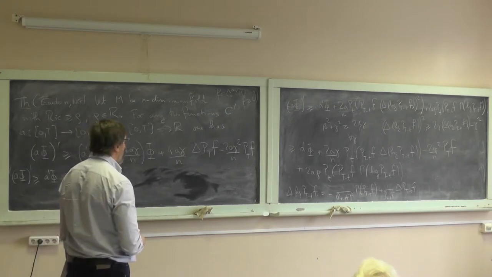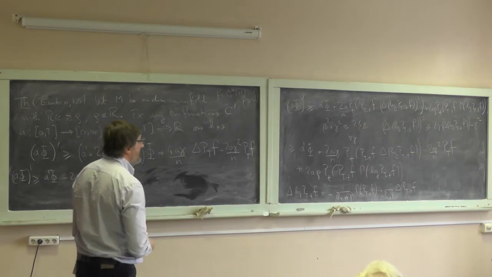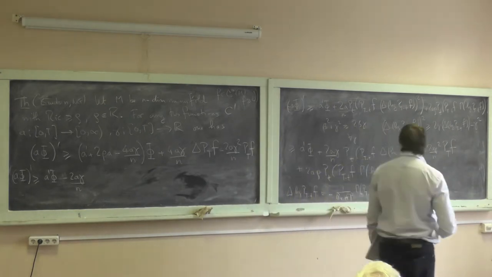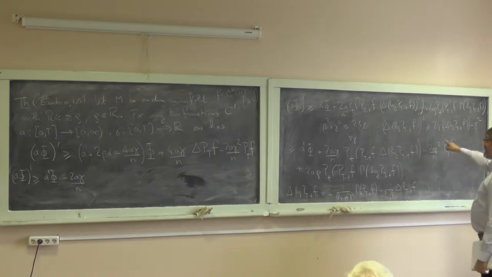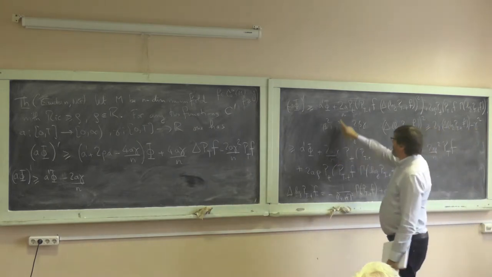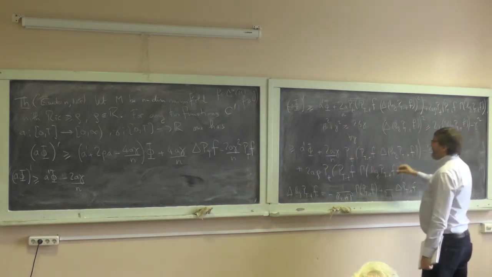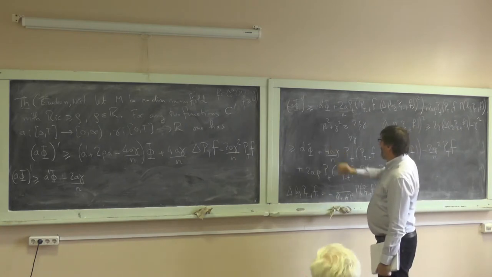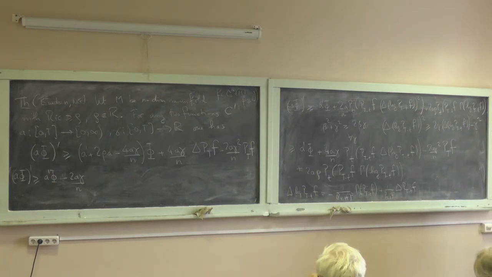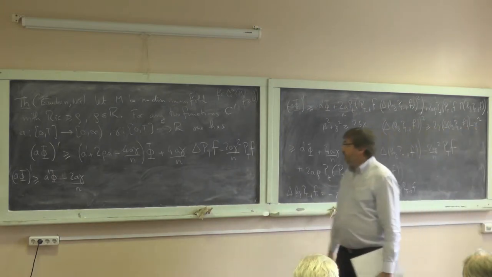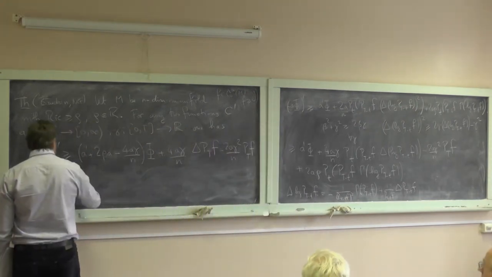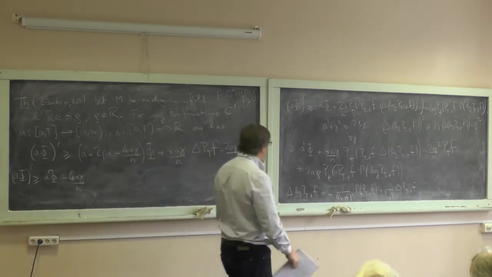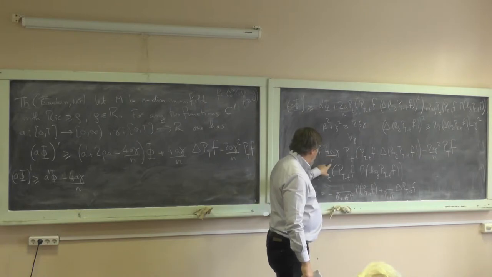There is something that is worrying me now, and it's the 2. Did I lose the 2 here? So there is a 2 here. And there is another 2 coming from this, so here there is a 4. Okay? Right. So that means that here there is a 4. So I have minus 4 A gamma over N.